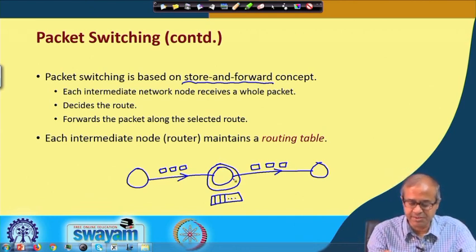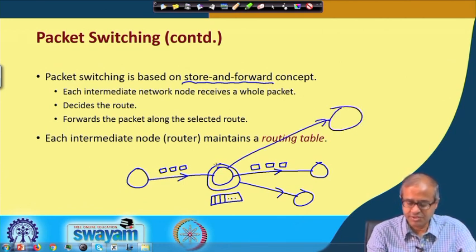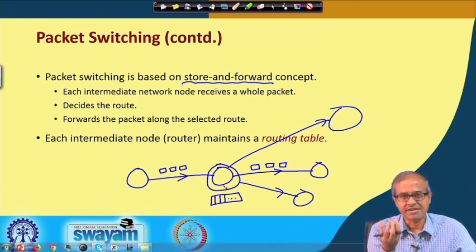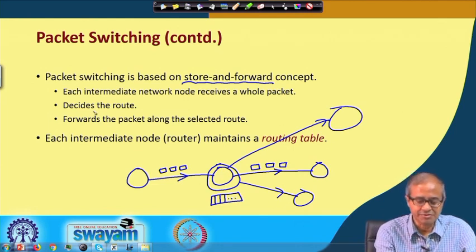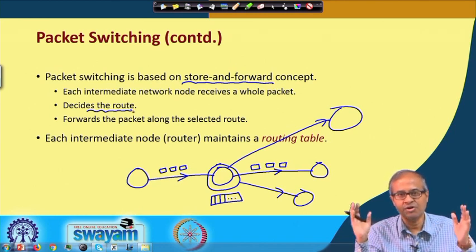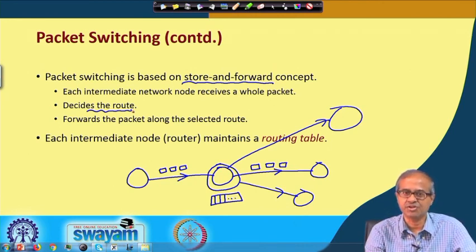And each of these intermediate nodes may not have a single link; there can be multiple links to different nodes. So, there is another thing these nodes have to decide. Whenever a packet comes, the node will have to decide which outgoing link to forward this packet to. This will decide the route the packet should follow, and this is typically done on a per packet basis, not on a per message basis. Each packet is independently routed through the network.